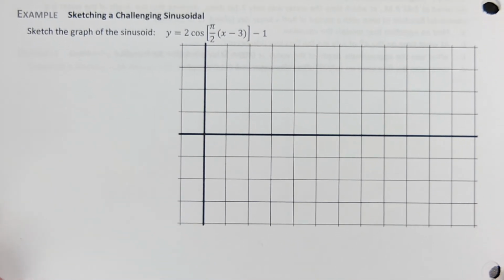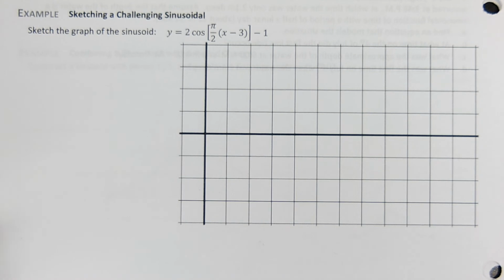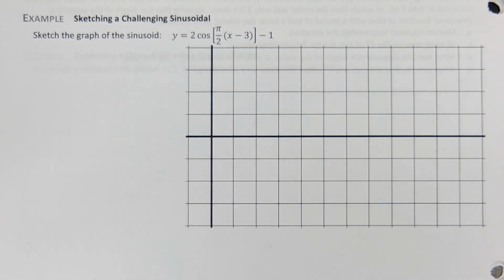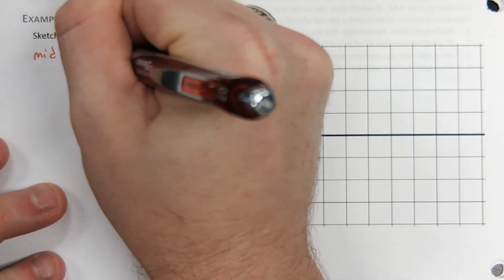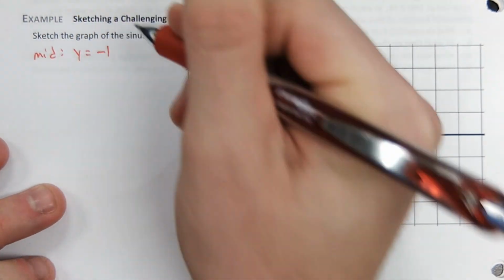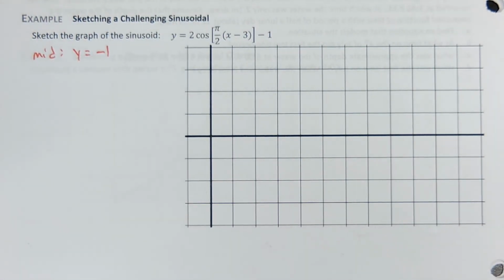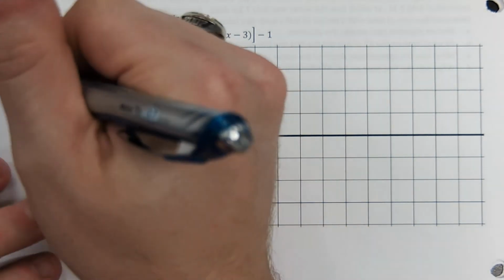Let's get a challenging, quote unquote, challenging cosine wave. What's neat about this one? Look at the number in front of x. It's got a pi in it. It actually does neat things. That means our x-axis is going to go by normal numbers instead of fractions of pi. But we'll get there. First things first, midline. y equals -1. Amplitude 2.